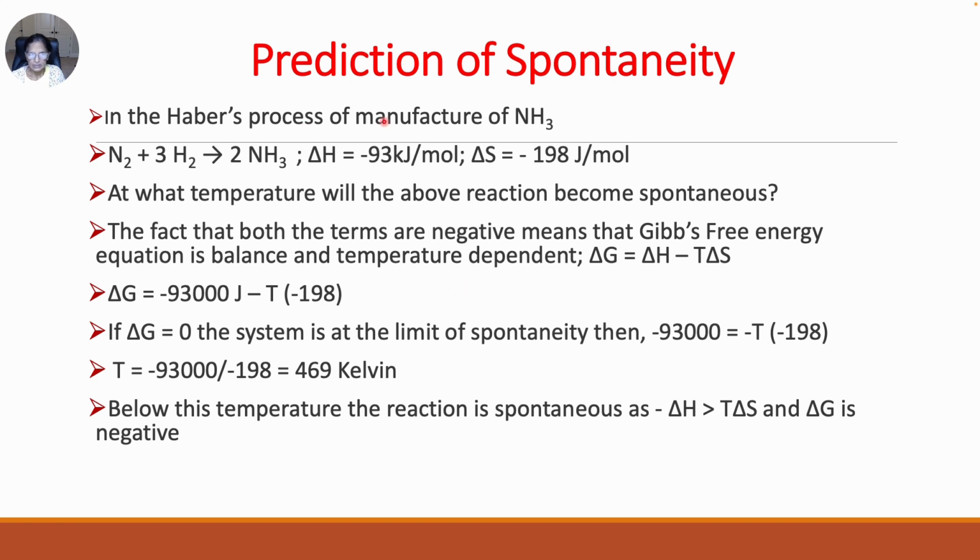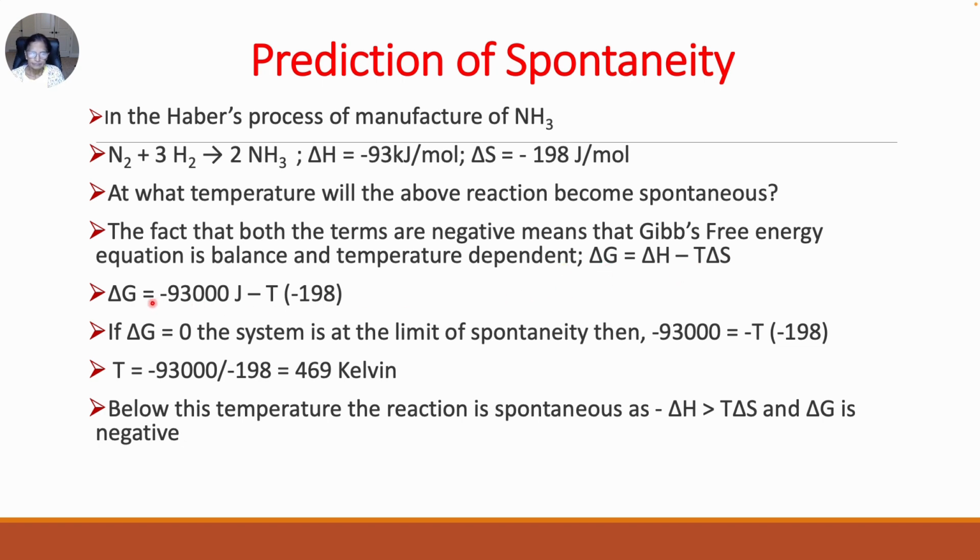In the Haber's process of manufacture of ammonia, nitrogen gas reacts with 3 hydrogen gas giving 2 ammonia gas. Delta H is minus 93 kilojoules per mole. Delta S is minus 198 joules per mole. Make a note, the units are again different. At what temperature will the above reaction become spontaneous? The fact that both the terms are negative means that it is temperature dependent. Delta G is equal to delta H minus T delta S.